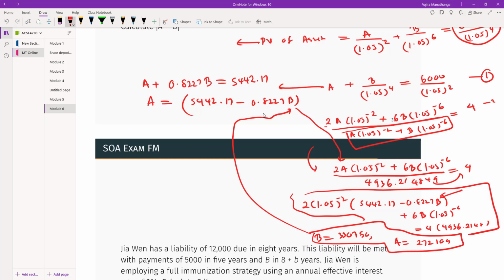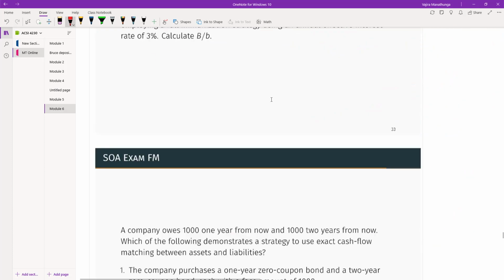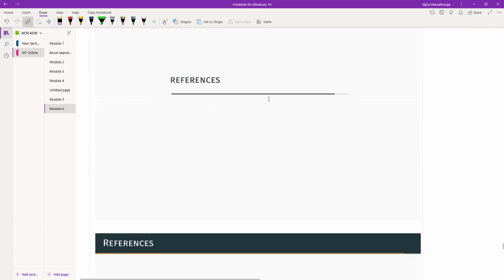Okay, so I'm going to stop there, and I think you can do the remaining two problems here. And if you need help, let me know.